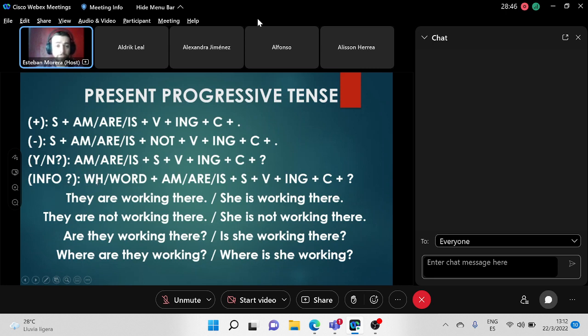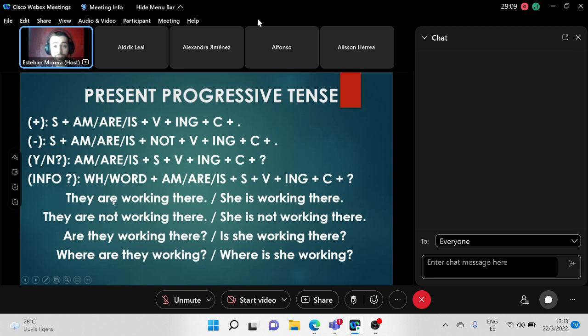Information questions. Why are they taking the class? Why is she driving that car? When are we taking the course? Or what are you doing at this moment?